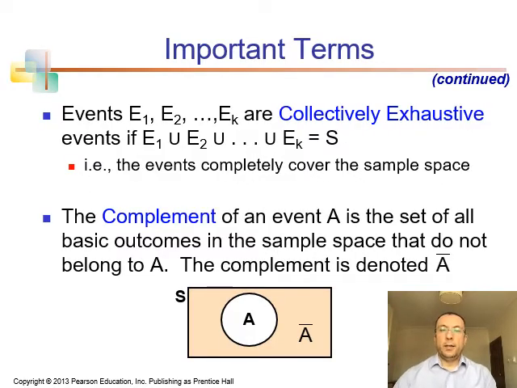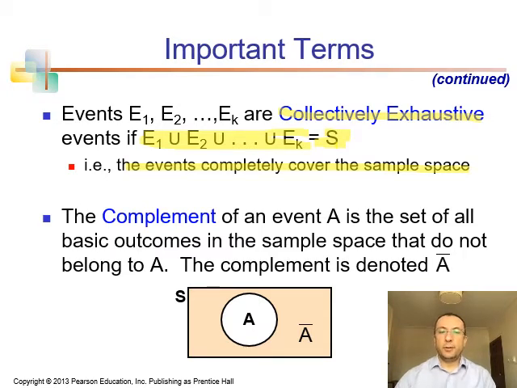Now, events are collectively exhaustive if the union of those events is equal to the sample space. So for example, when you toss a coin, it could be head or tail. So we have two outcomes, and we don't have a third outcome. So these two outcomes will be collectively exhaustive. If the events completely cover the sample space, this is called collectively exhaustive.